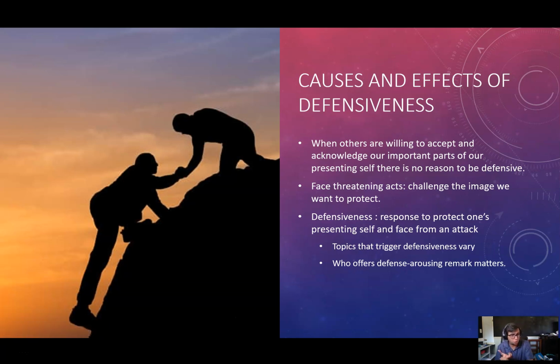Who offers the defense arousing remark matters as well. Keep in mind those significant others, those people who are significant to us in everyday communication, very much can affect how we see ourselves. So, as a result, we will be more defensive when they give disconfirming communication.